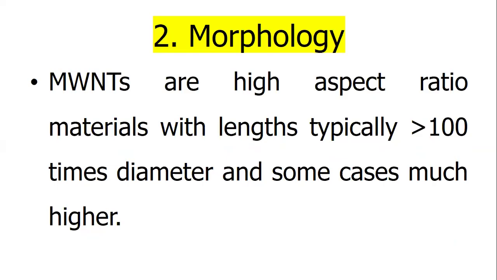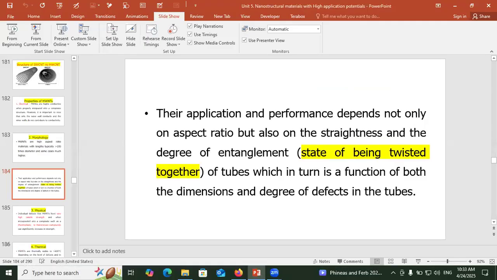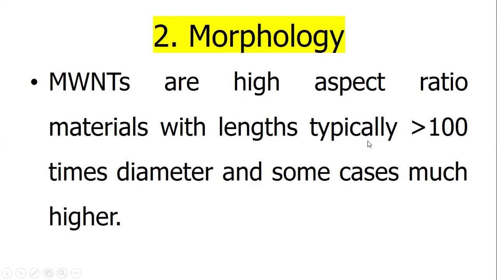Morphology. Multi-wall nanotubes are high aspect ratio materials, with lengths typically greater than 100 times the diameter, in some cases much higher.